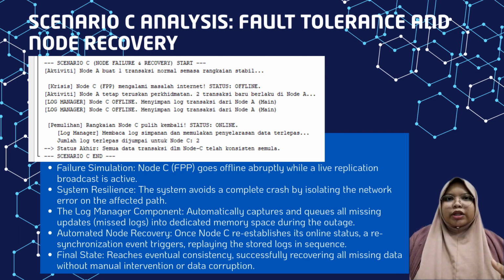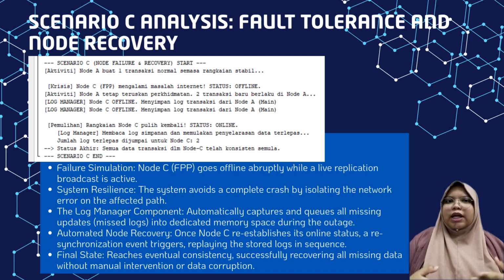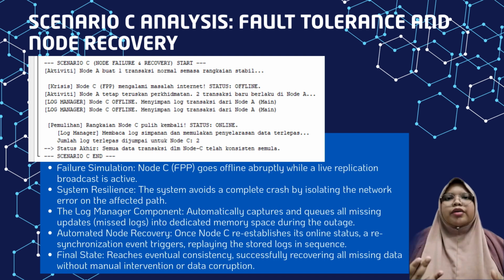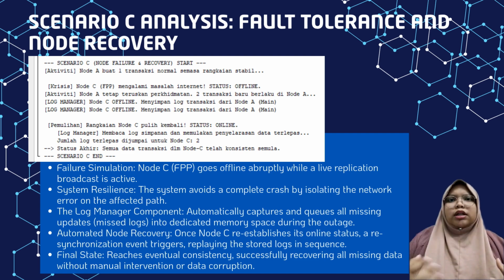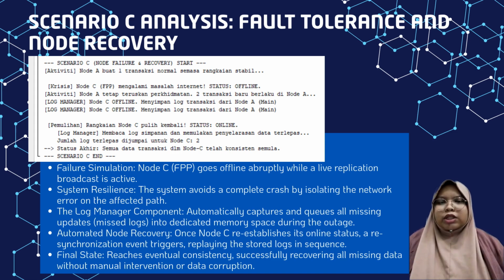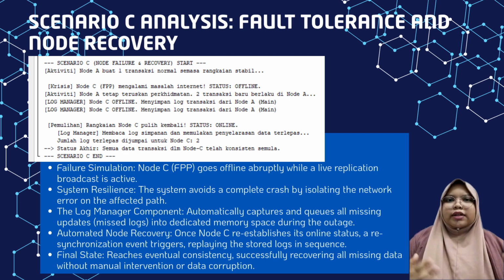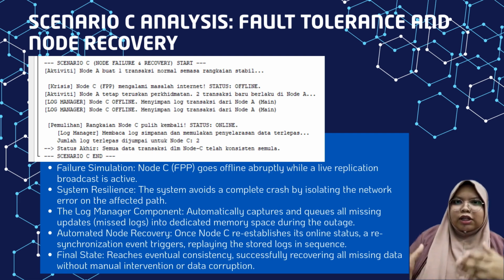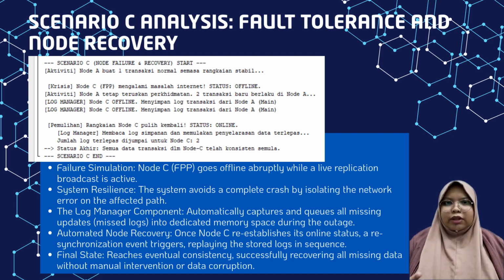Finally, scenario C demonstrated our system fault tolerance during a network disruption. When node C abruptly goes offline, our system isolates the failure path to prevent a complete crash. The log manager component automatically intercepts the issue and queues the 2 missed transactions from node A into memory. As soon as node C recovers and goes back online, a resynchronization event triggers, replaying the stored logs to successfully restore node C back to a consistent state without any data loss or manual intervention.